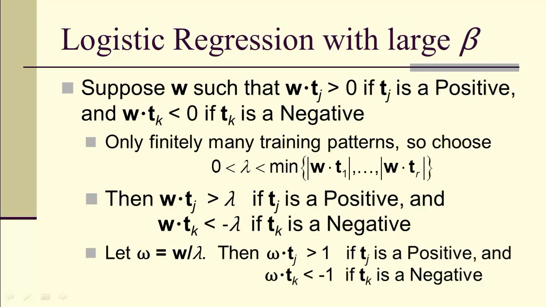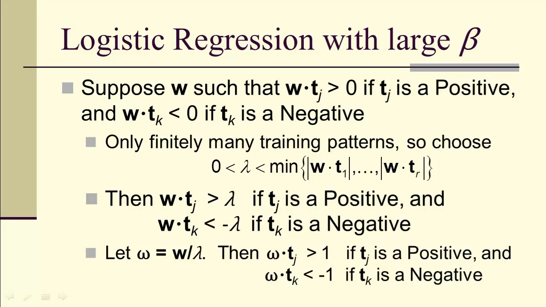Let's remind ourselves about logistic regression with large beta. Essentially, we're looking for where the kernel is positive for positive patterns or classes, and where the kernel is negative when we have a pattern that is in a negative class. There are only finitely many training patterns, so we can choose a lambda that's between 0 and the smallest possible absolute value of w dot t sub j. So therefore all the w dot t sub j's are greater than lambda when t sub j is a positive, and all of them are less than negative lambda when t sub k is a negative.